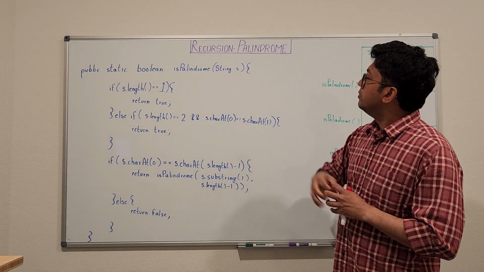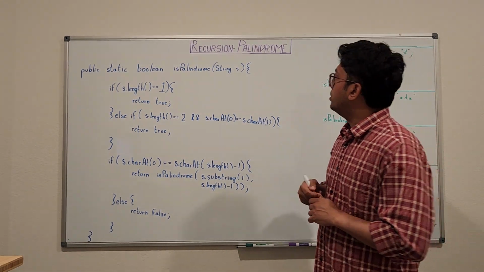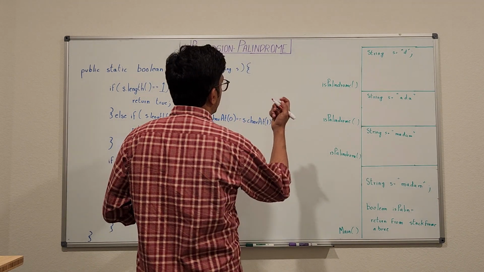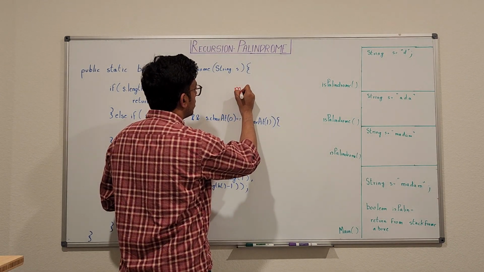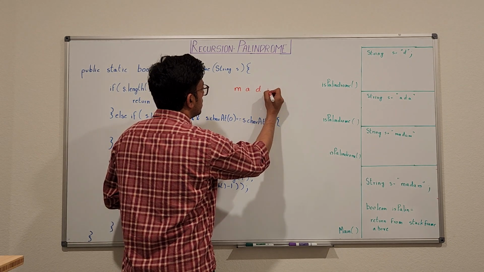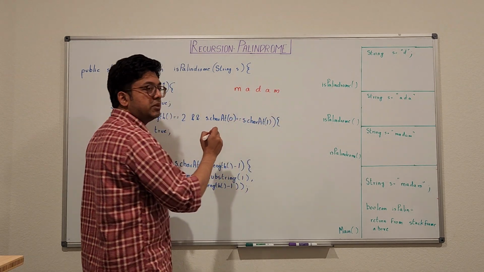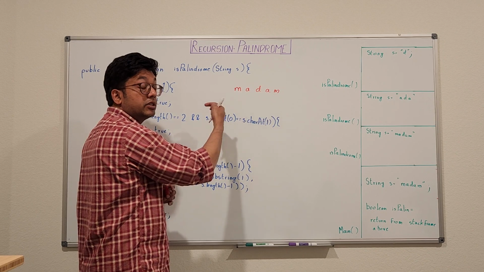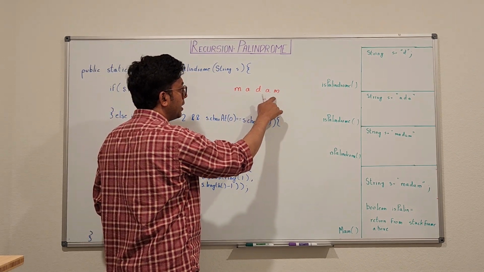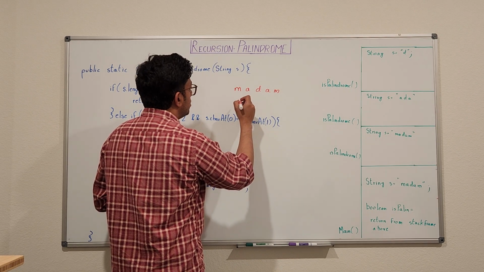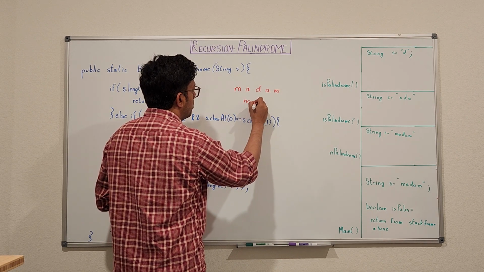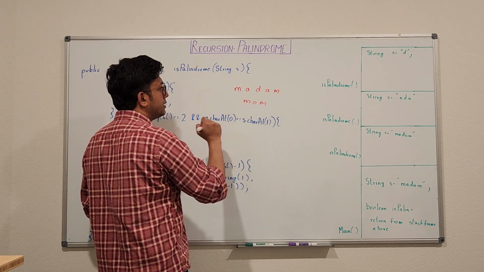So in today's problem, we'll be solving a palindrome. A palindrome is basically something like this. You might already know. A palindrome is something that reads this way and this way the same. So if you read it like this, it's madam. If you read it this way, it's madam. Another example would be mom. You read it either way, it's the same.